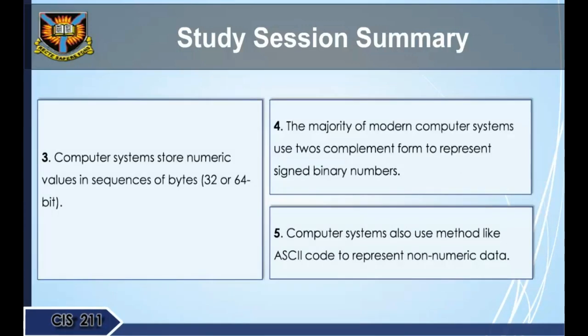3. Computer systems store numeric values in sequences of bytes, 32 or 64 bits. 4. The majority of modern computer systems use two's complement form to represent signed binary numbers. 5. Computer systems also use methods like ASCII code to represent non-numeric data.